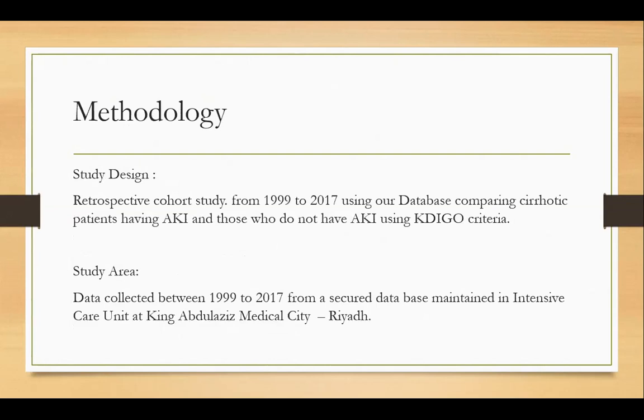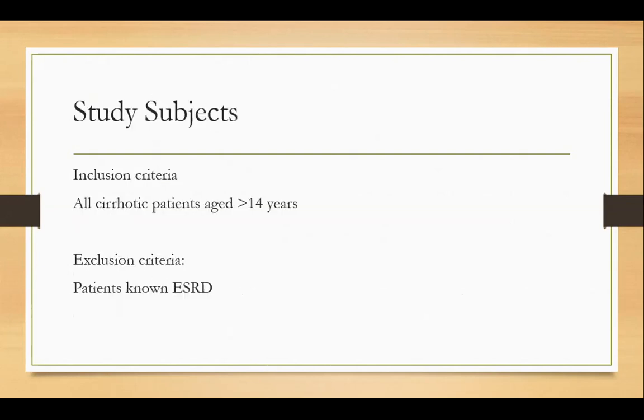Our study design is a retrospective cohort study of prospectively collected data from 1999 to 2017. We used our database and compared the cirrhotic patients with AKI and those who don't have AKI using KDIGO criteria. The data was collected from a secure database maintained in our ICU. We included all cirrhotic patients with age more than 14 years. We excluded patients known to have end-stage renal disease.